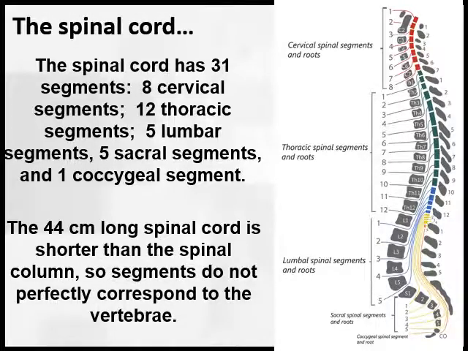The spinal cord is formed of 31 segments: 8 cervical, 12 thoracic, 5 lumbar, 5 sacral, and 1 coccygeal segment. And you may notice that the spinal cord is not the same length as the vertebral column. In the adult, the spinal cord ends at the lower level of L1, the lumbar 1 vertebra.